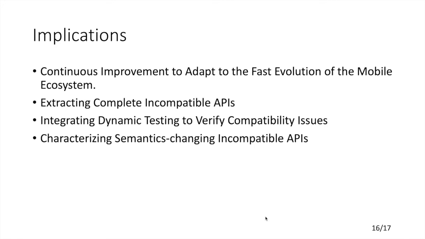With the replication study, we can get some take-home messages. First, continuous improvement to adapt to the fast evolution of the mobile ecosystem. Second, extracting complete incompatible APIs. Third, integrating dynamic testing to verify compatibility issues. Fourth, characterizing semantically changing incompatible APIs.